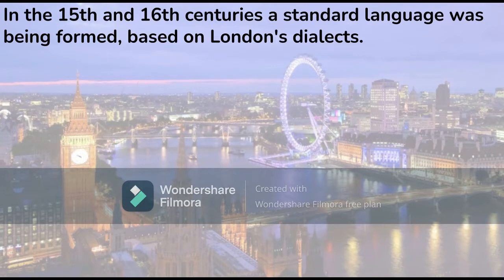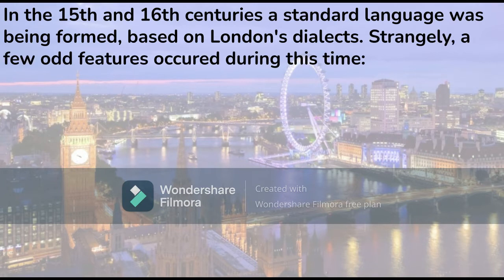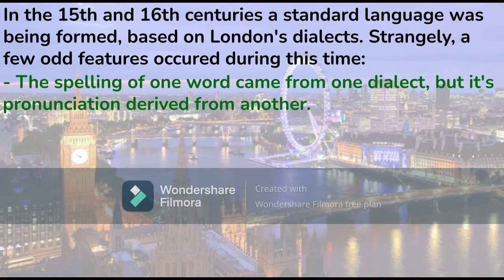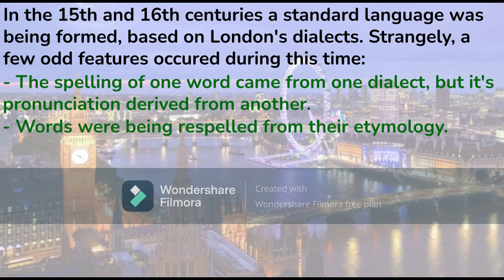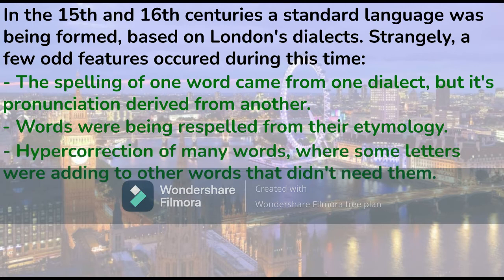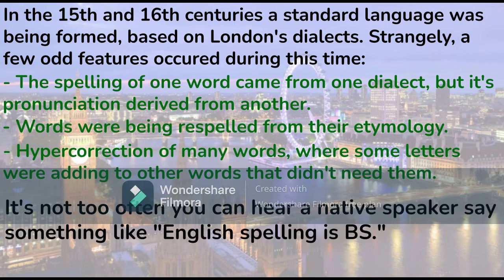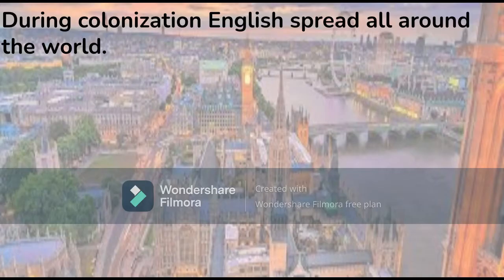In the 15th and 16th centuries, a standard language was being formed, based on London's dialects. But strangely, a few odd features occurred during this time. The spelling of one word came from one dialect, but its pronunciation derived from another. Some words were being respelled based on their etymology, and some words were being hypercorrected, meaning some letters were being added to other words that didn't need them. It's not too often you can hear a native English speaker say something like, "English spelling is awful," or "English spelling is BS." But during colonization, English spread all around the world.